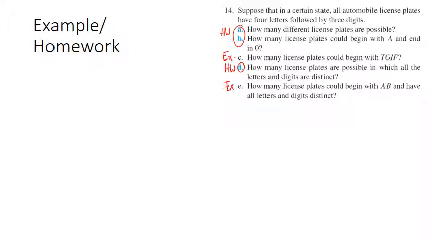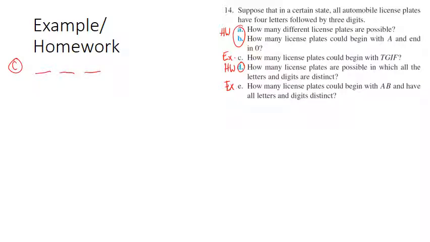Okay, so let's try part C. Suppose that in a certain state, all automobile license plates have 4 letters followed by 3 digits. Part C, how many license plates could begin with TGIF? So we really just need the 3 digits at the end of the license plate. So I'm going to put 3 blanks.